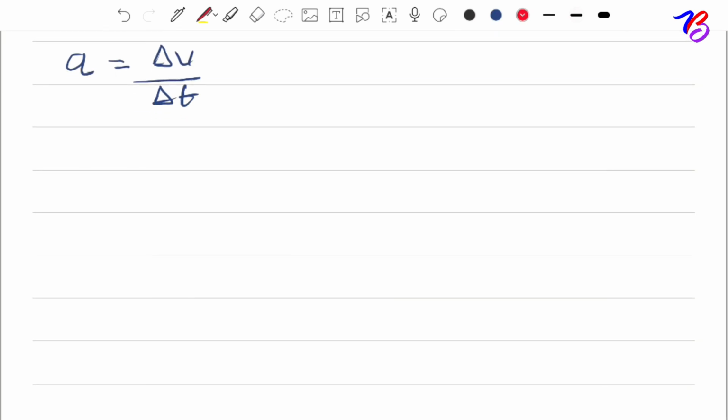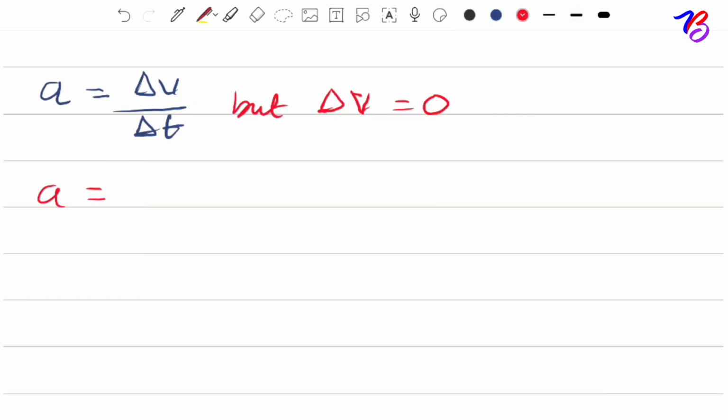Is that clear? So if we substitute that into this equation, the change in velocity is equal to 0. So let's substitute, so that a will now equal 0 all over change in t, which is delta t. So everything gives you 0, which is why our answer is 0.